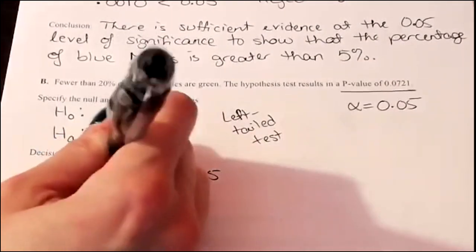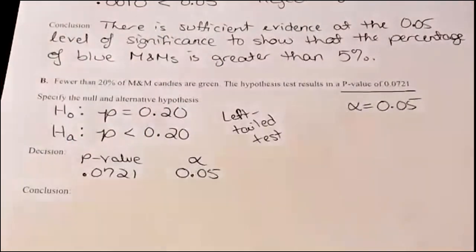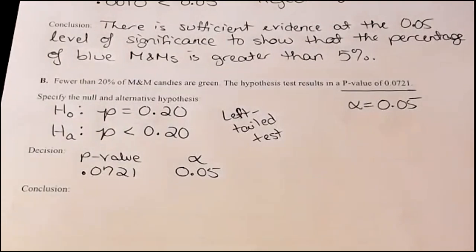I always like writing it directly above just so that we notice that we're looking at the p-value and comparing it to the alpha.